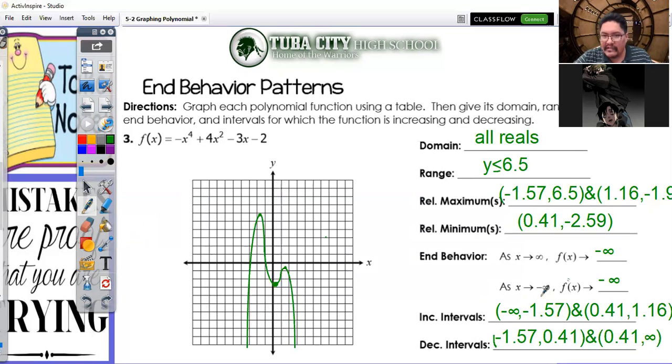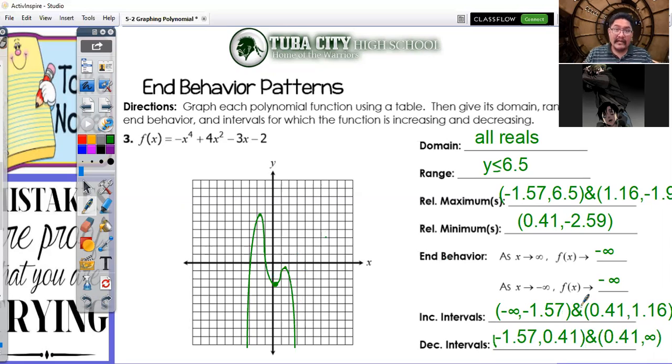So we have our increasing interval from -infinity to -1.57. And then we have a decreasing from -1.57 to 0.41, which I kind of made a little bit less than half. And then from 0.41 to 1.16, it goes up and then stops. And then from 0.41 to positive infinity, it is decreasing. So those are my two decreasing, and these are my two increasing.